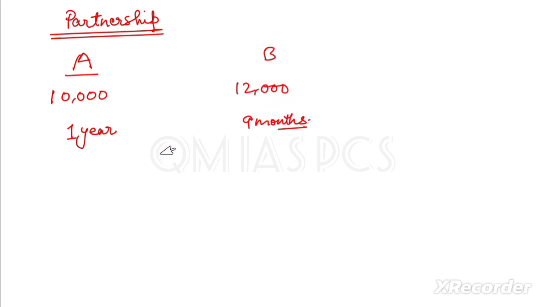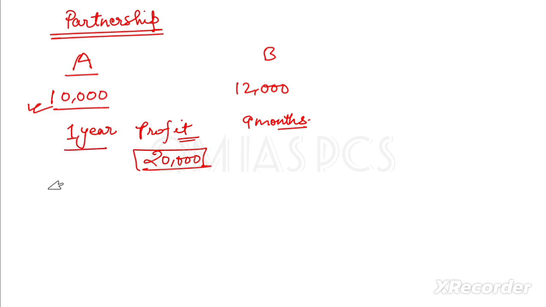Now after 1 year, let's say there is a profit of around 20,000. So how to divide this profit? This is our question. Whenever this type of question is asked, you have to understand that if some person is investing some money, then whatever money is invested and for what time it is invested, that is the important thing. So we have to multiply amount by time, for A, and again for B, amount multiplied by time.